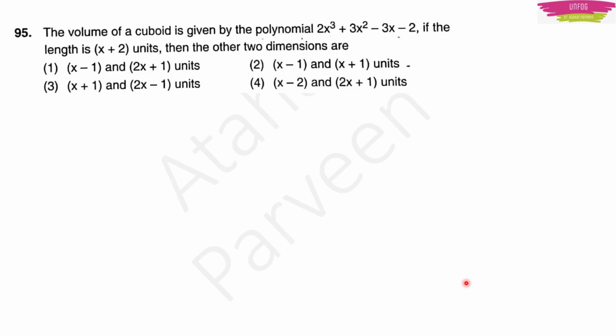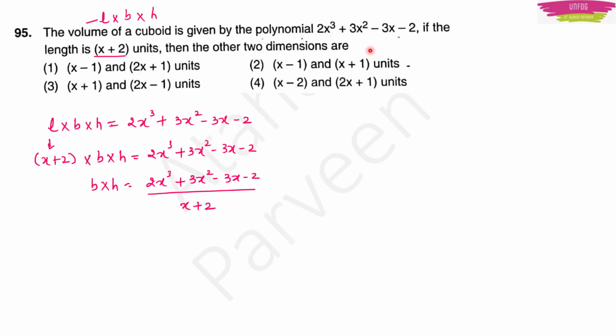Next question. The volume of a cuboid is given by the polynomial 2x cube plus 3x square minus 3x plus 2. If the length is x plus 2 units, then the other two dimensions are. So this is also a tricky question because they are giving you the volume in terms of a polynomial. We know that the volume of a cuboid is length into breadth into height, and they have given the length, which is x plus 2. So I substitute x plus 2 in place of L and I get B into H. So I get this ratio of polynomials.